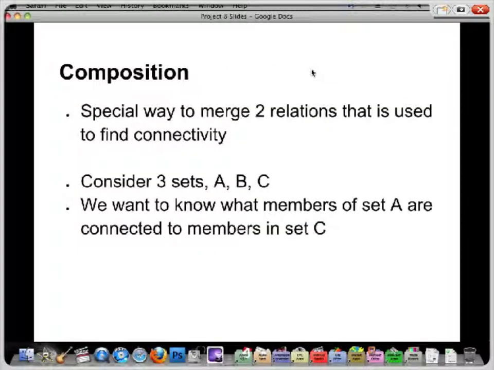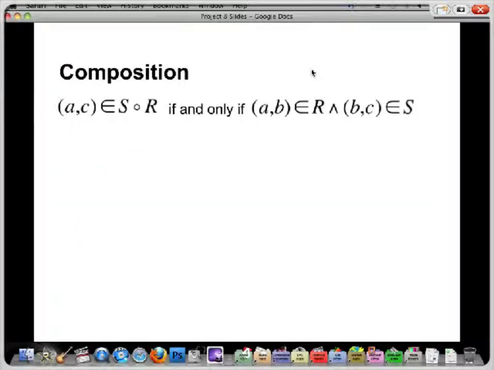Now there's a few other operations that only apply to relations and not to sets, and we're going to talk about those in a little more detail here. So composition is a specific way to merge two relations, and one of its uses is to find connectivity. So if you have three sets, I'm going to go to the next slide for this, and you have members of each set.